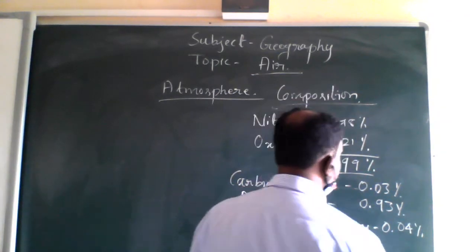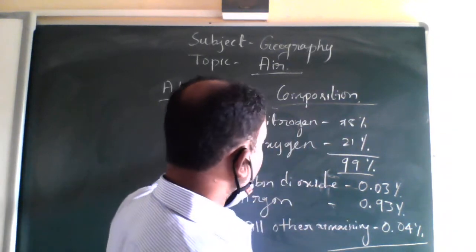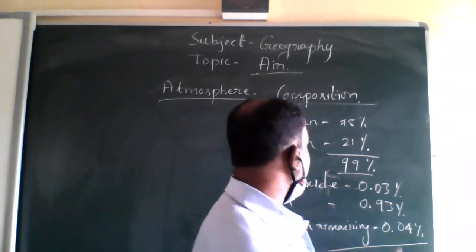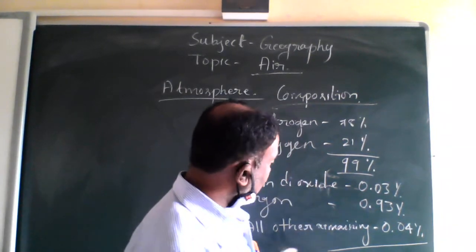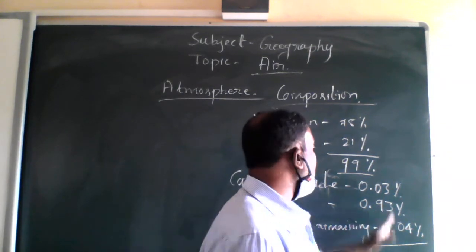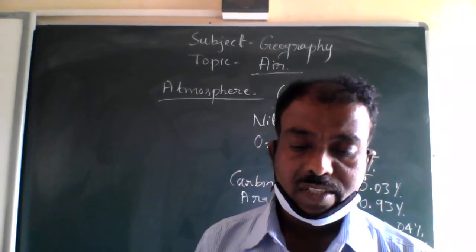Getting it, dear students? See, carbon dioxide is 0.03, then argon is 0.93, and then all the other remaining gases are 0.04%, then together only 1%. Then we can understand, dear students.